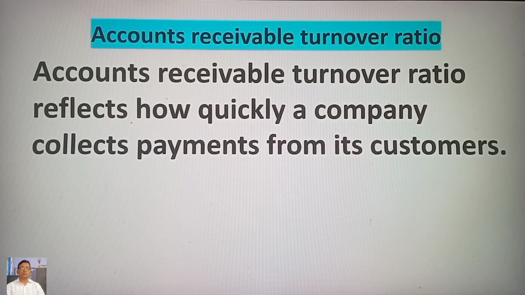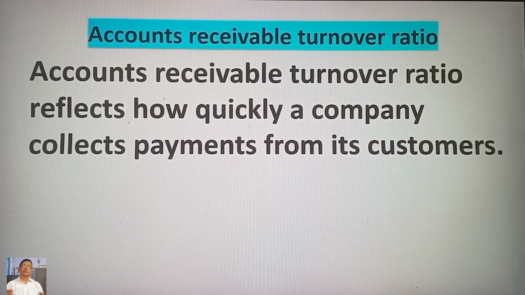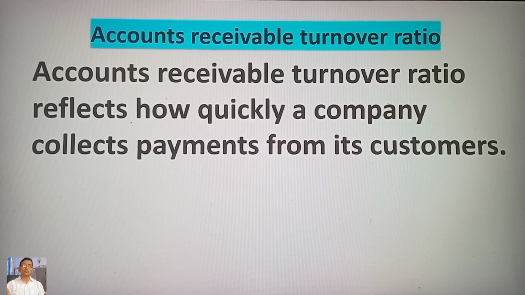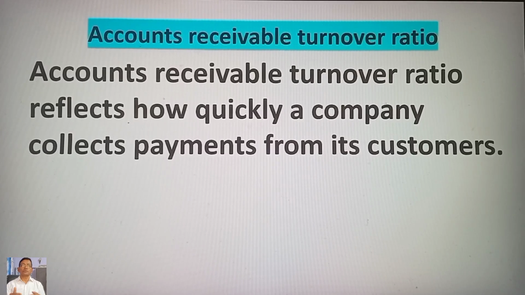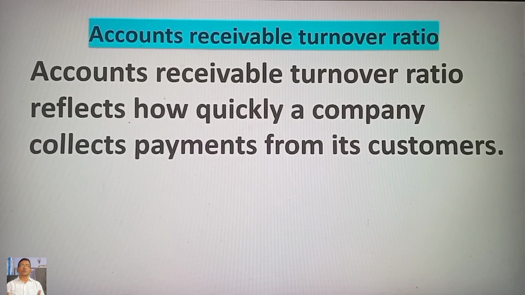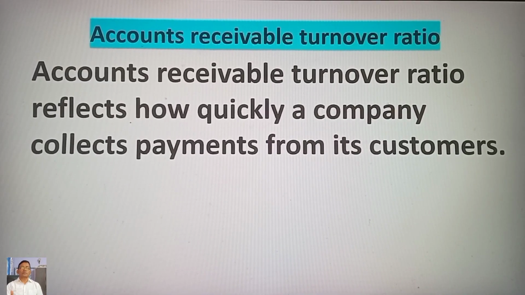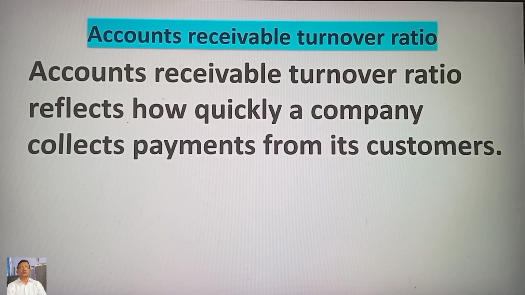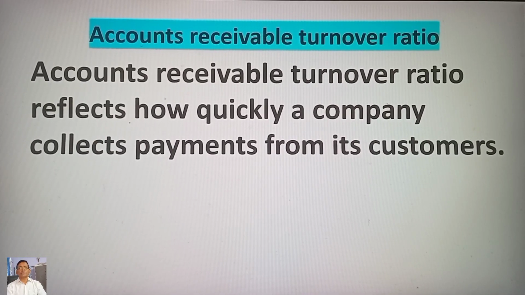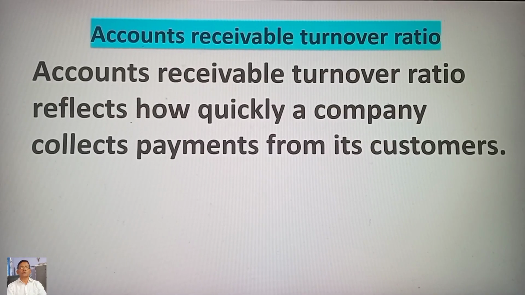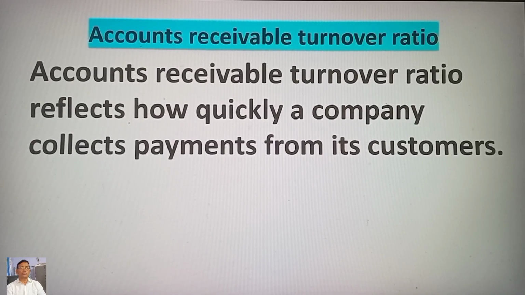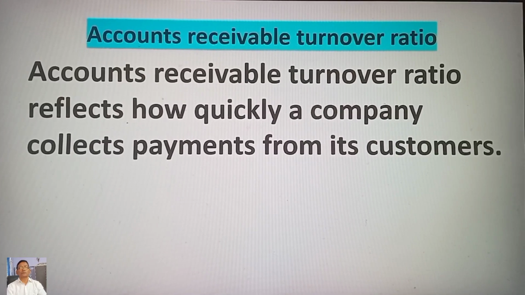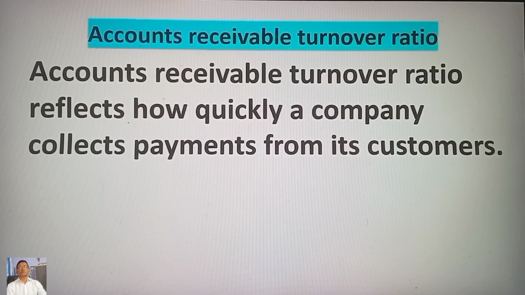Accounts receivable turnover ratio reflects how quickly a company collects payments from its customers. In other words, this ratio measures how quickly your customers pay their credit accounts. A higher accounts receivable turnover ratio indicates that a company is efficient in collecting payments and has good credit policies in place, while a lower number indicates slower payment or poor credit or collection policies that may need to be reviewed.